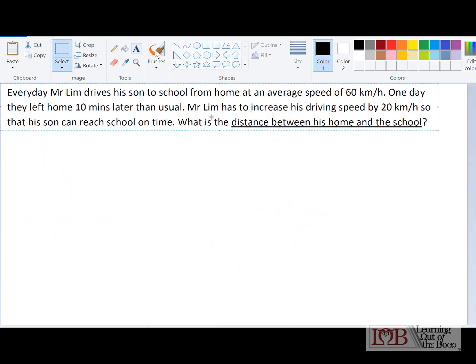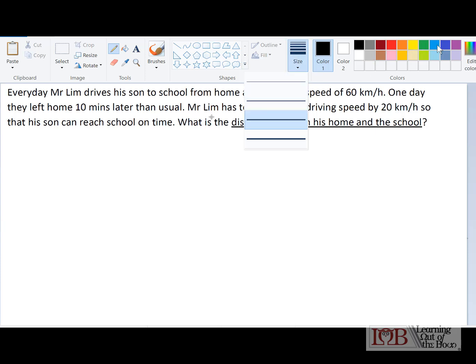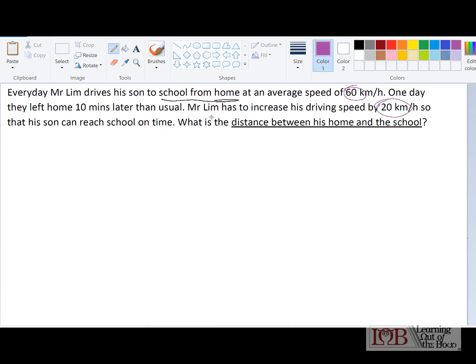Alright, in this question, you want to read by yourself first while I change the pen. Okay, so in this case, every day Mr. Lim drives his son to school from home at an average speed of 60 km per hour, and one day they left home 10 minutes later than usual. So Mr. Lim has to increase his driving speed by 20 km per hour so that his son can reach school on time. What is the distance between his home and school? So with this, we know that there's some form of relationship between the two speeds.